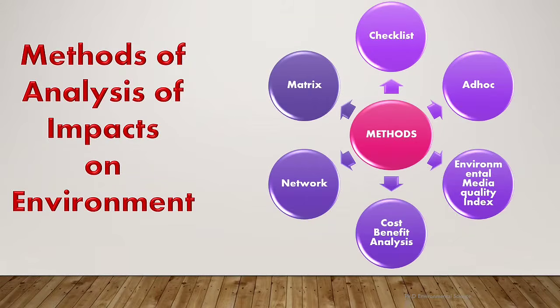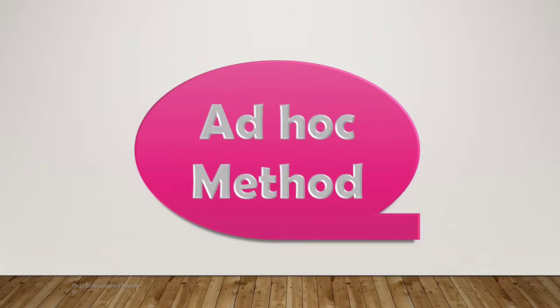Hello friends, so let's study about different methods of EIA, the different methods with the help of which you can assess the impacts of developmental projects on the environment. The methods which I'll be covering are checklist method, Ad-hoc method, environmental media quality index method, cost benefit analysis, metrics and network method. So first one is Ad-hoc method.